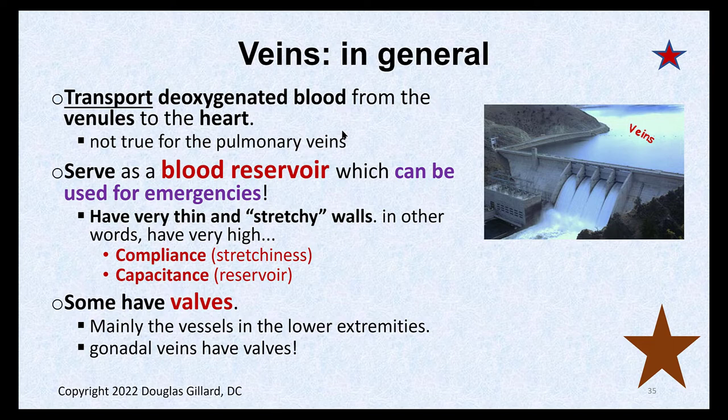Pulmonary veins. So, a vein and an artery. Arteries always leave the heart. Veins always come back. That system is embedded in stone. It doesn't care whether the blood is oxygenated or deoxygenated.